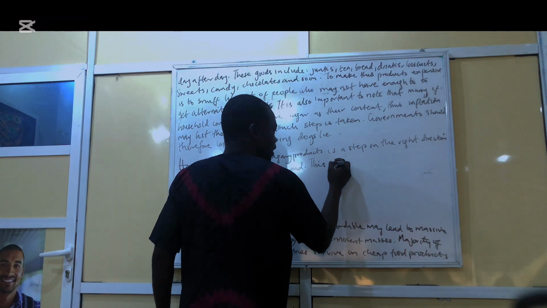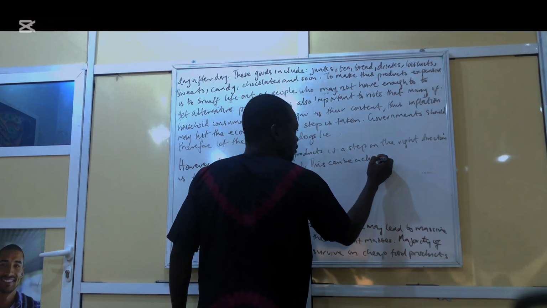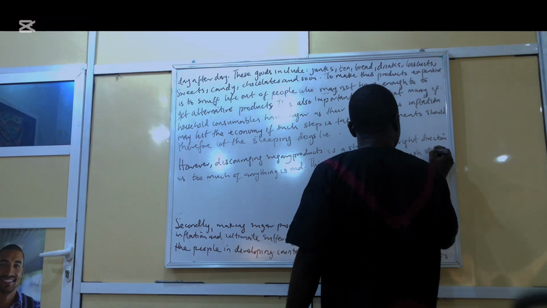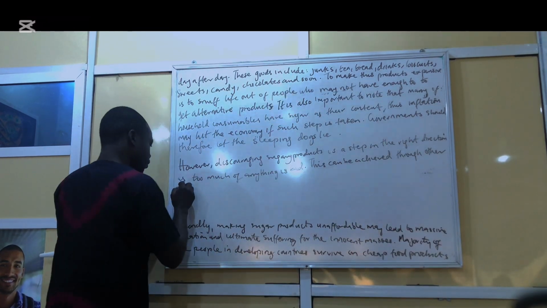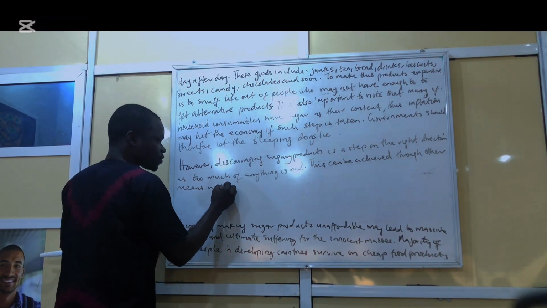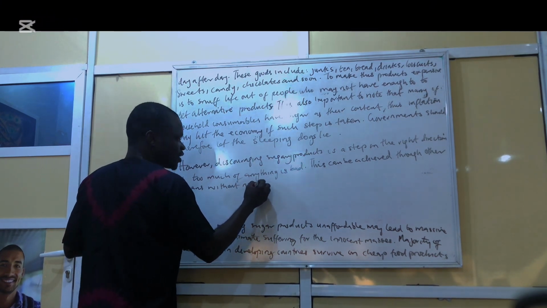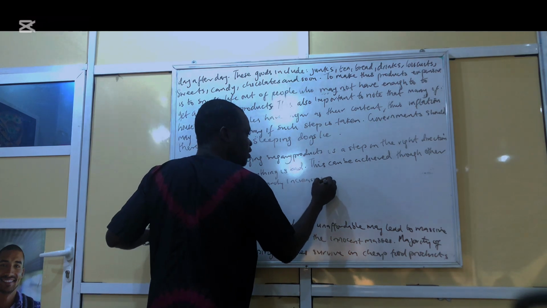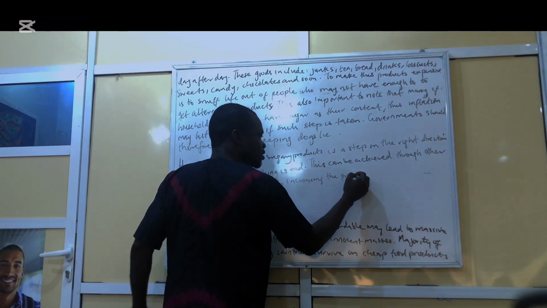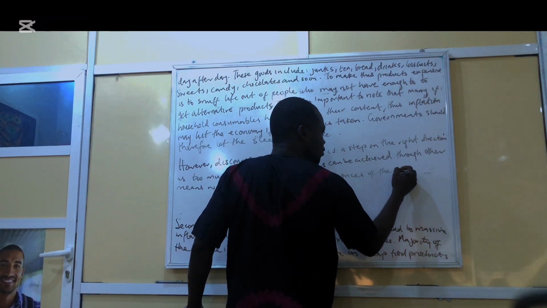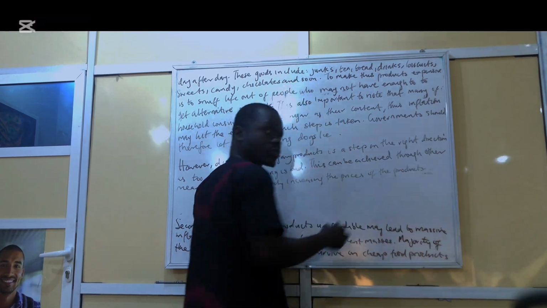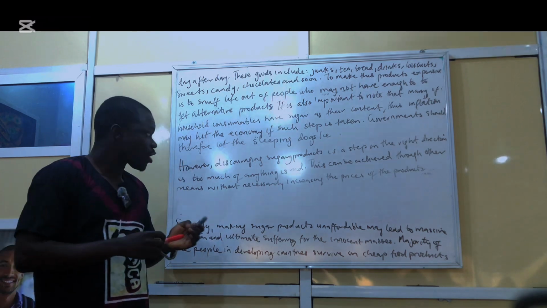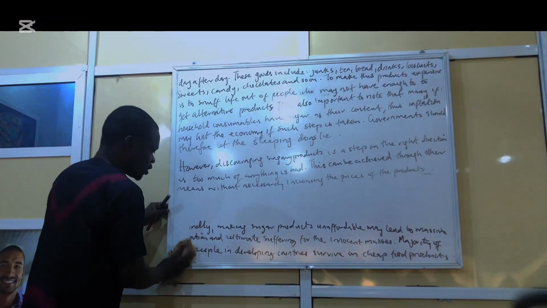This can be achieved through other means, without necessarily increasing the prices of the product. That's balance. That's all. I'll now come to my conclusion.